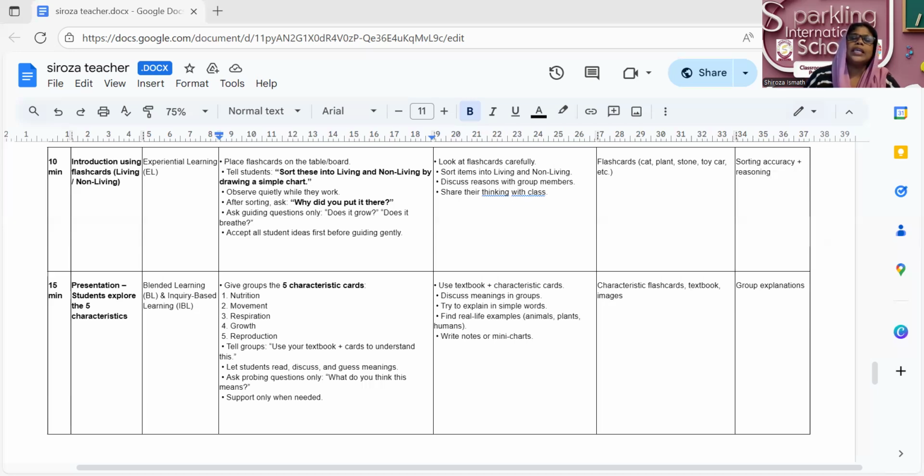For assessment, the teacher listens to all the groups. Each group gets the chance to try to explain one characteristic. I will check if they can match each characteristic with the correct real life example, and they should understand the five basic characteristics of living things.